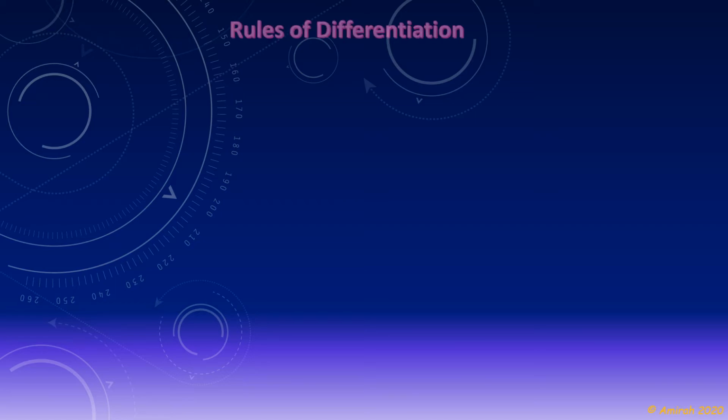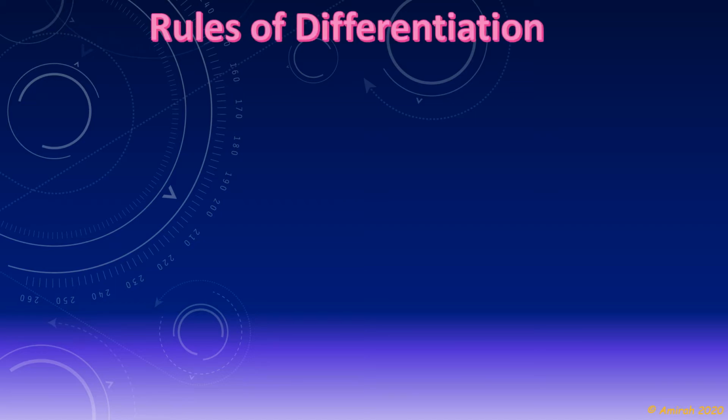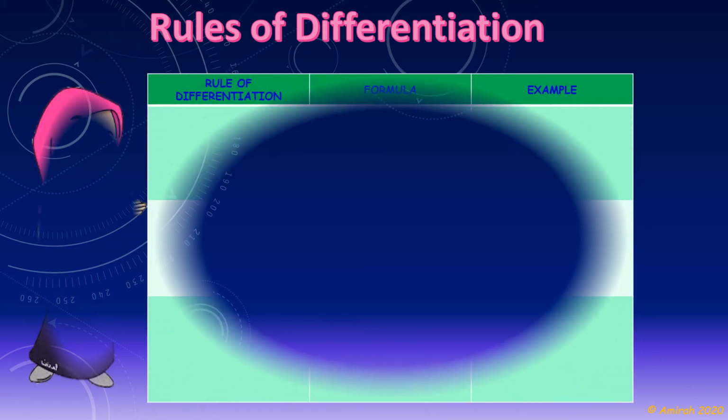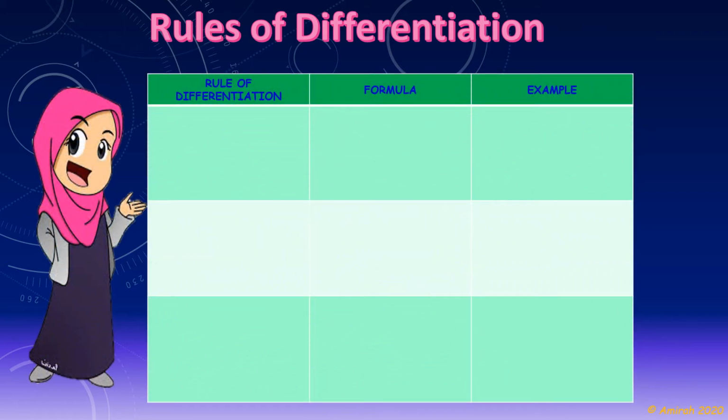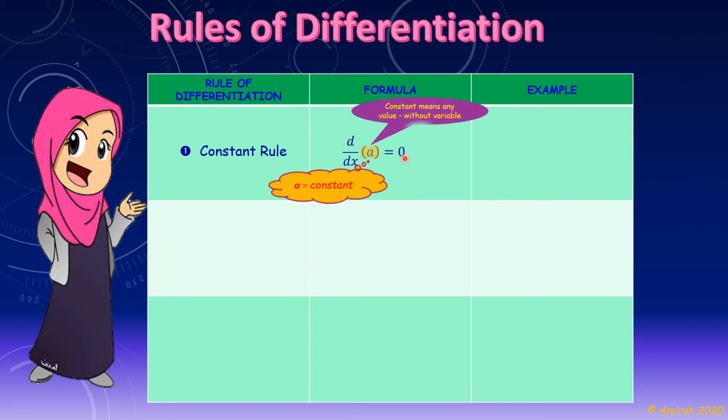Okay, now we are going to discuss the rules of differentiation or rules of derivatives. The first rule is the constant rule. When we differentiate a, where a is a constant, the answer should be equal to 0. Constant means any value without a variable.